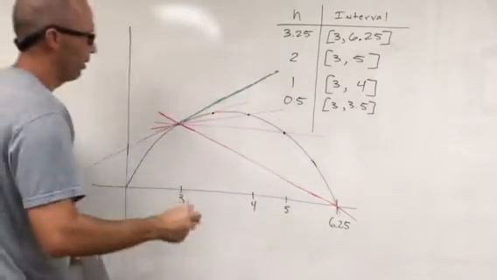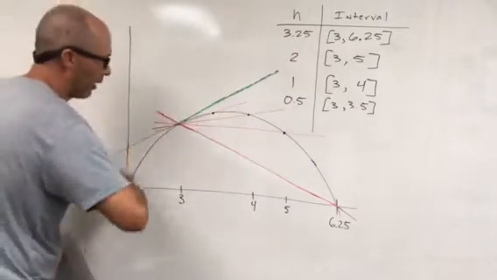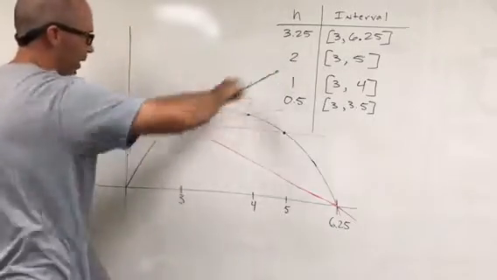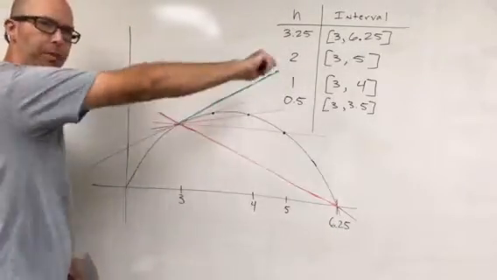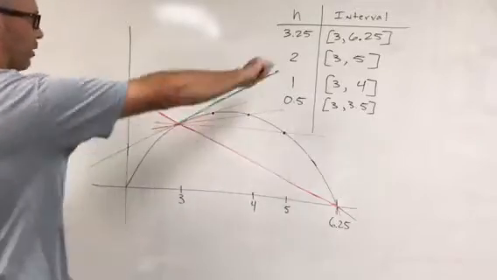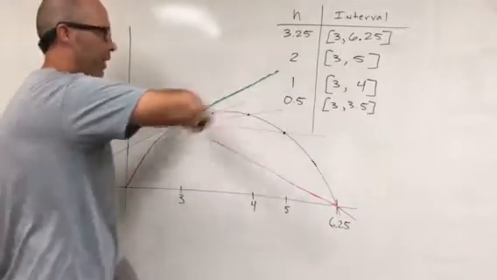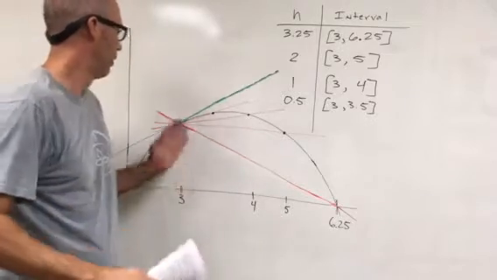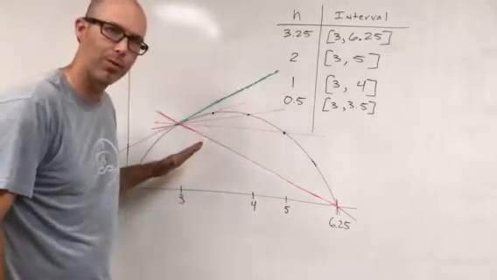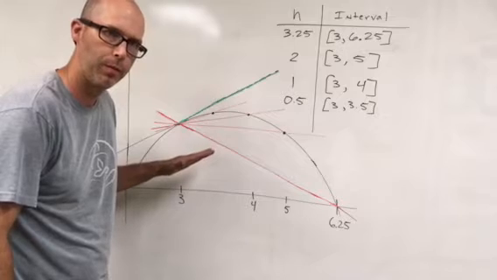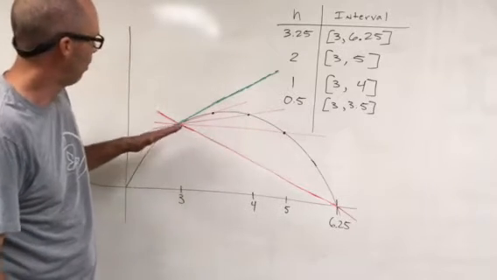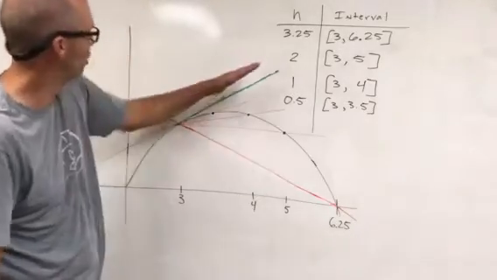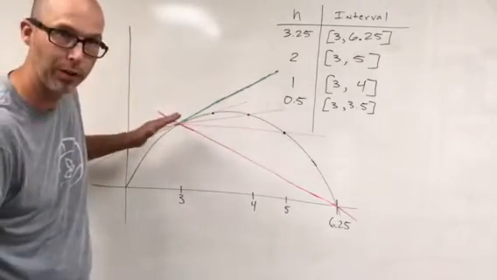Now, the idea of this problem is we want to find the slope m of this green line here. This is the tangent line. The green line here is the tangent line. Our goal is to find the slope of the tangent line. This is the instantaneous rate of change, otherwise known as the instantaneous velocity. The slope of this line is the instantaneous velocity.